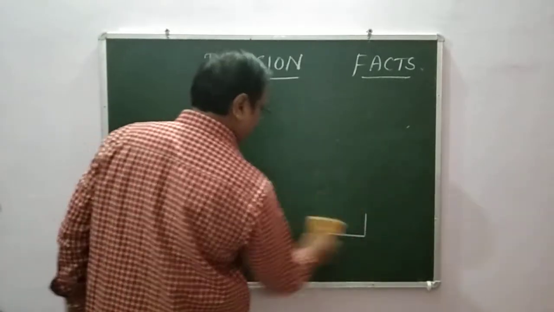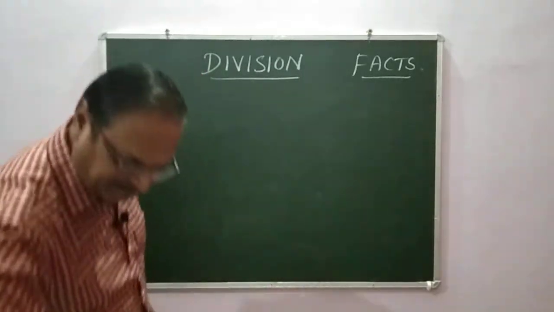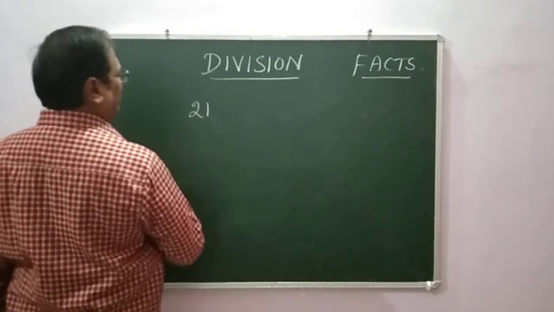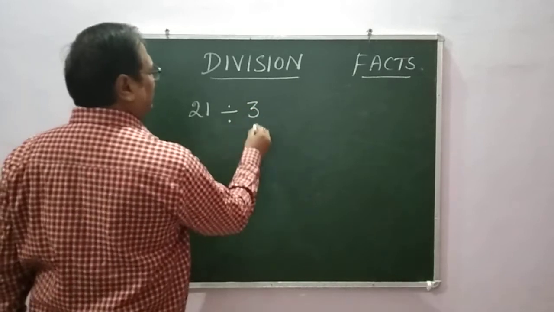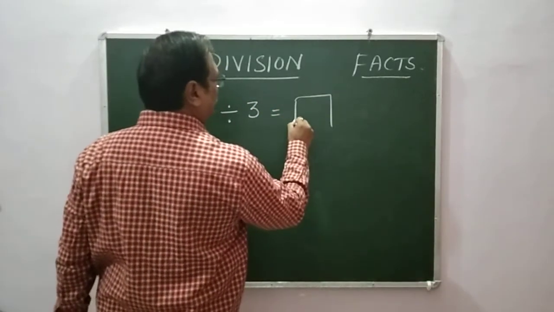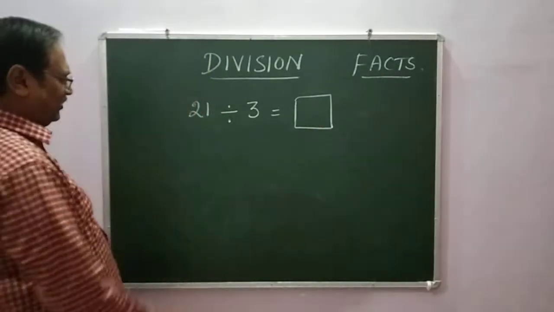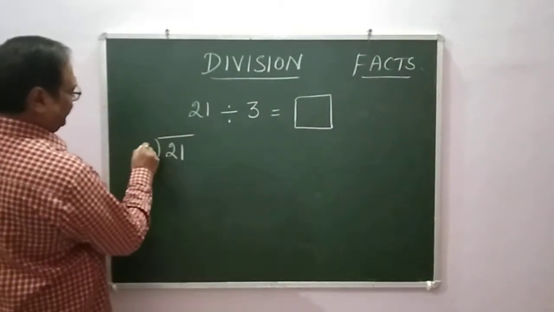See carefully. Watch carefully. Let me take a number 21. I have to divide this 21 by 3. That is equal to what? We have to write the answer in this box. So very simple. 21. Put the curve and put 3 here.